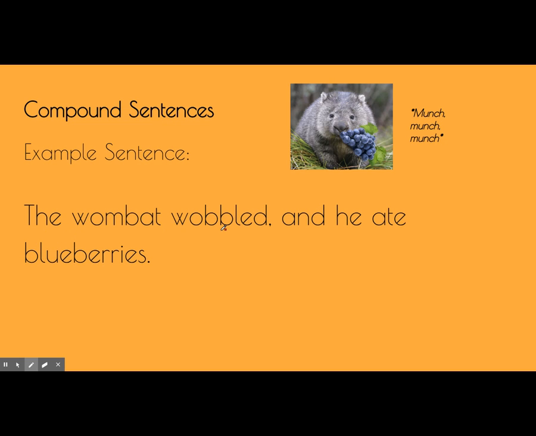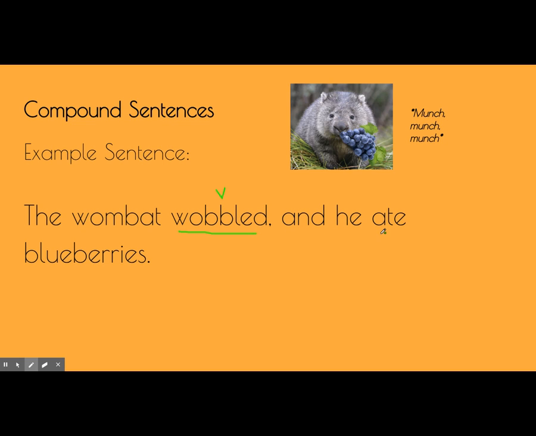The wombat wobbled and he ate blueberries. Okay? So if you remember back to when we started talking about grammar in the first place and we talked about subjects and predicates, the thing that I always told you to do first is to find the verb or verbs. So that's what we're going to do here, and that's why this matters, right? So finding the verb is going to be very helpful in this situation. So there are actually two here. The wombat wobbled. Wobbled is an action, so that's a verb, right?